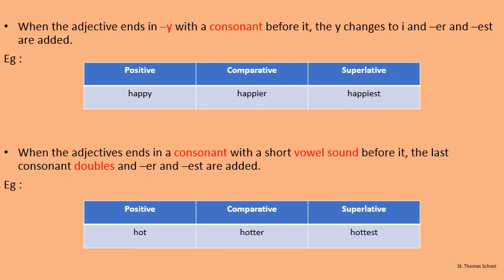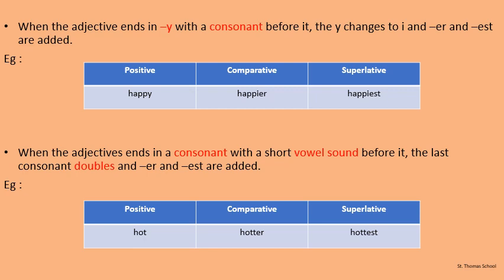So when the positive form of the adjective ends with Y, and before that Y there is a consonant, when you change it into comparative, you have to remove that Y from the ending, and in the place of Y you place I, and then add ER to the comparative form. In the superlative, remove Y, add I, and then add EST.